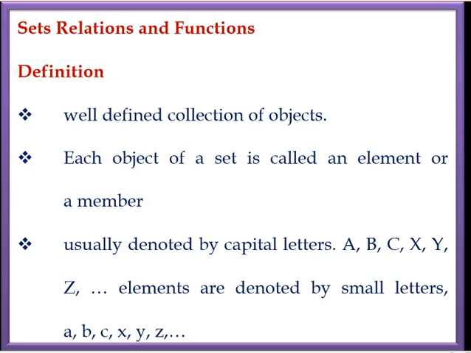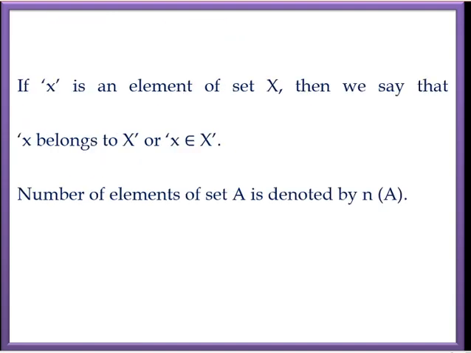Now how will you define a set? A set is defined as a well-defined collection of objects. Each object of a set is called an element or a member of that set. A set is usually denoted by a capital letter, say A, B, C, X, Y, Z, etc. And the elements are denoted by corresponding small letters.